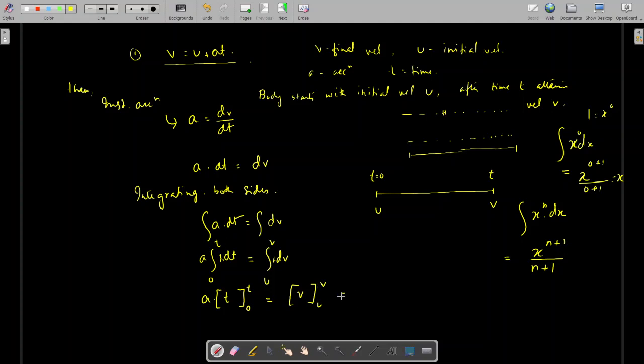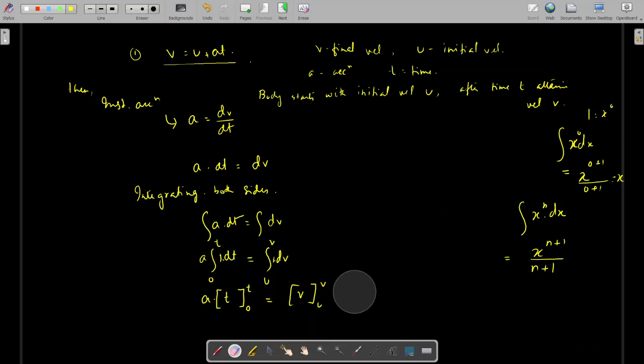Now after putting these limits, how do we solve it? From this step I'll write here only, I won't go to the next page.